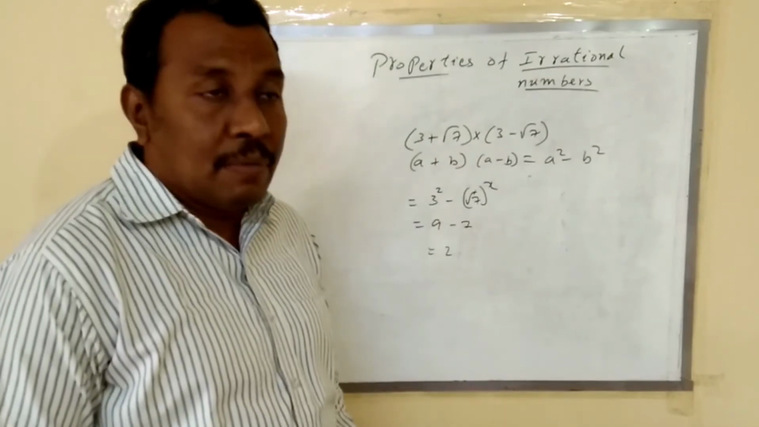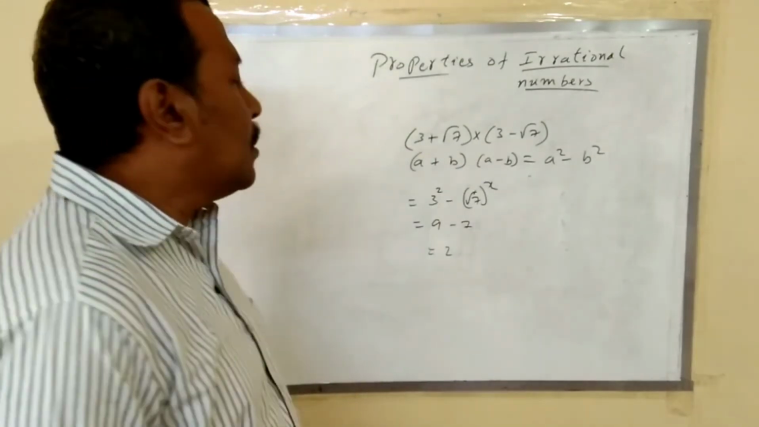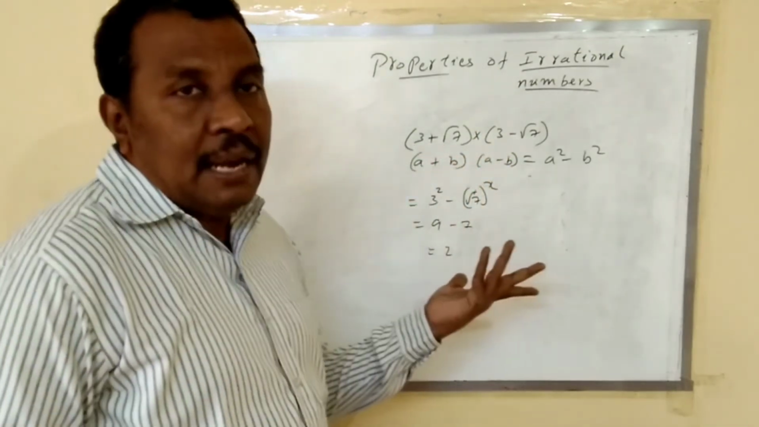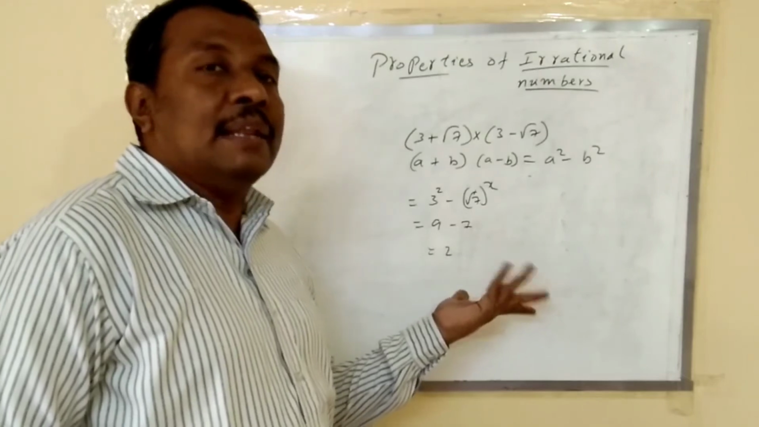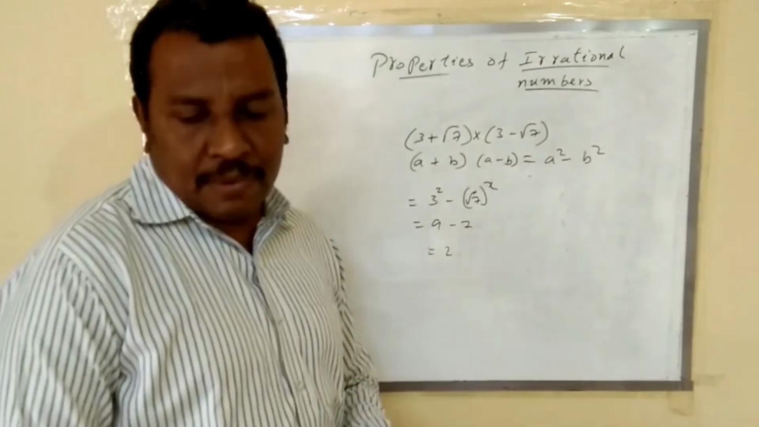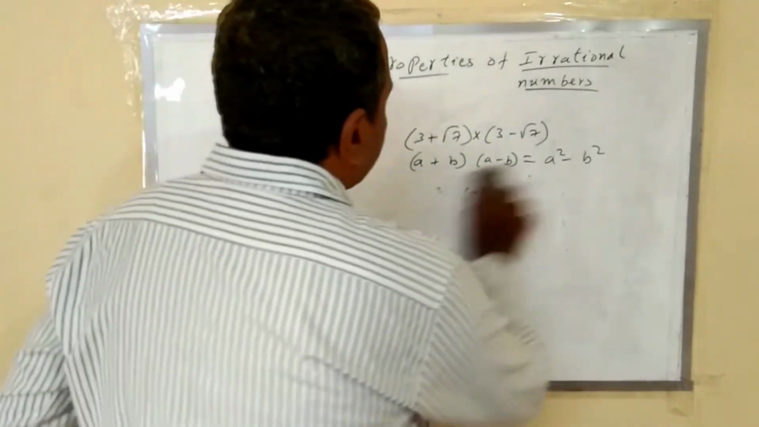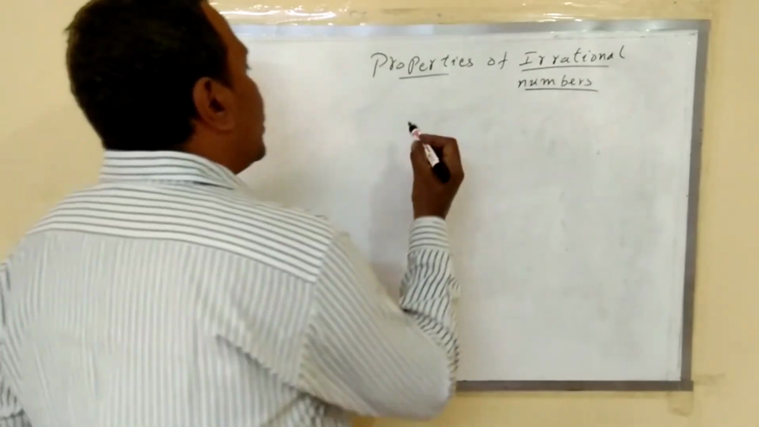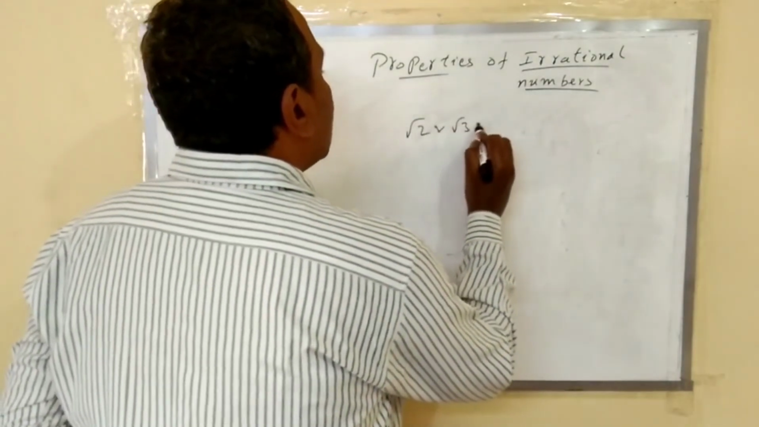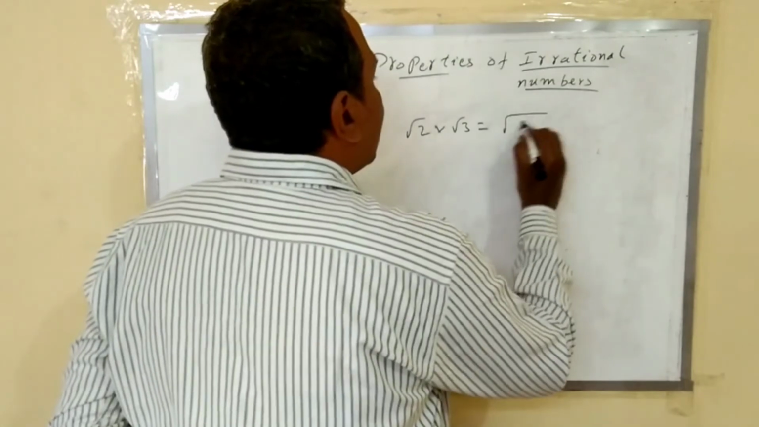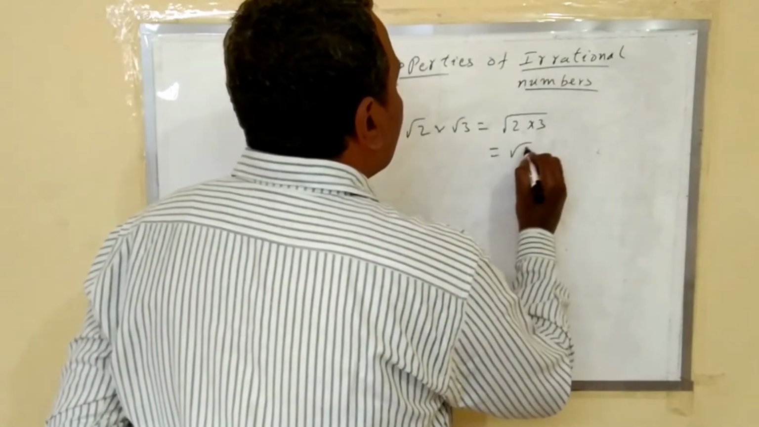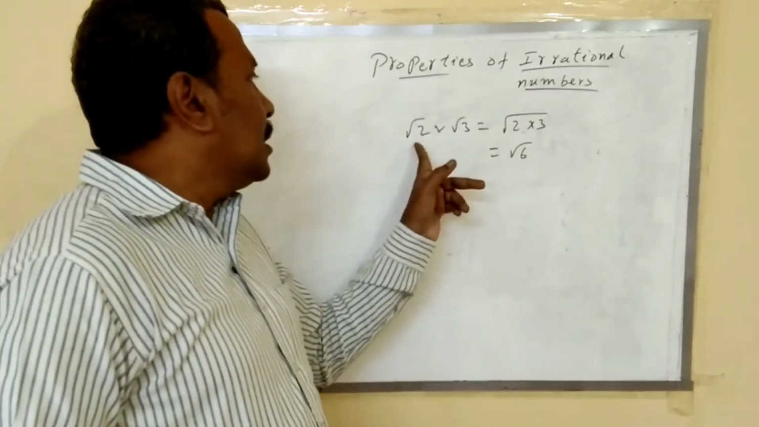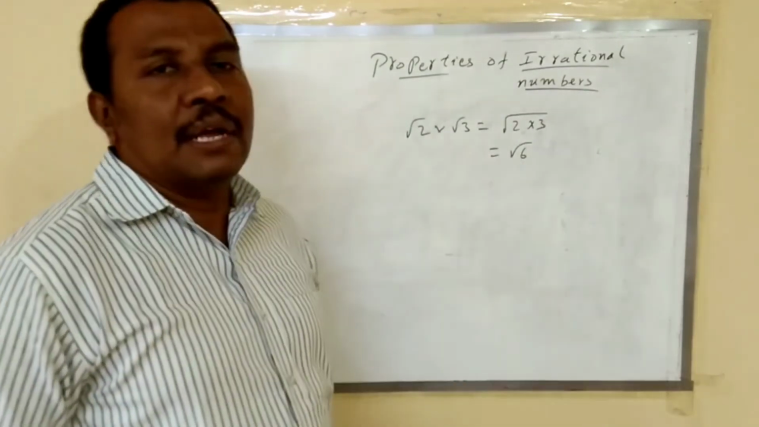So from this, what do you conclude? We can conclude that the product of two irrational numbers need not be an irrational number. It may be a rational number. For example, root 2 into root 3, both are irrational numbers. What is the answer which you get? Root 2 into 3, that is equal to root 6. Root 6 is an irrational number. So the product of two irrational numbers, we got an irrational number.